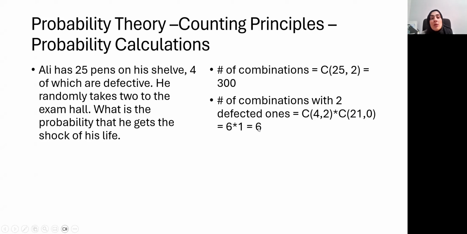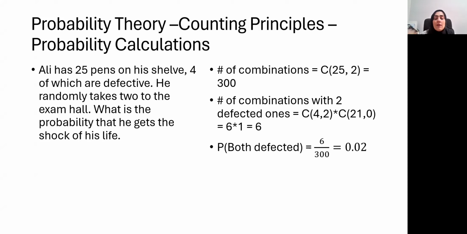Now, the total number of combinations involving both of the pens being defective is 6, and we find the probability very easily by using the classical approach. This is the outcomes of interest, and this is the total number of possible outcomes, and we get 0.02, which is the same as what we got when we computed it using conditional probability.